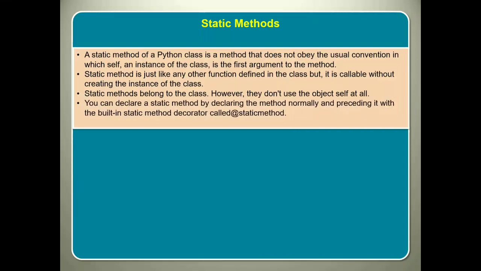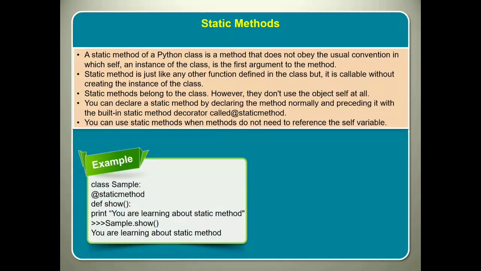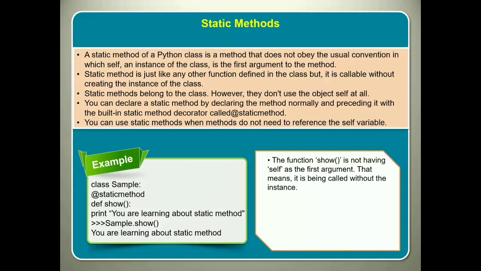You can declare a static method by declaring the method normally and preceding it with the built-in static method decorator called @staticmethod. You can use static methods when methods do not need to reference the self variable. Here is an example that illustrates the use of a static method. In this example, the function show does not have self as the first argument. That means it is being called without the instance.